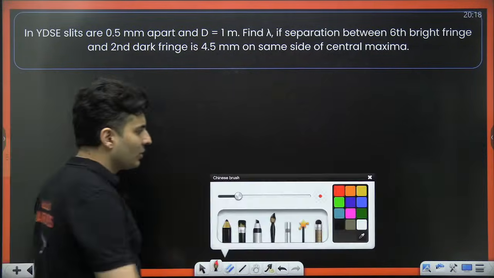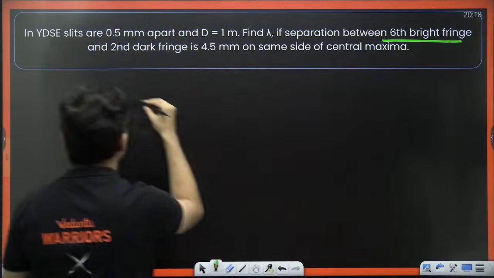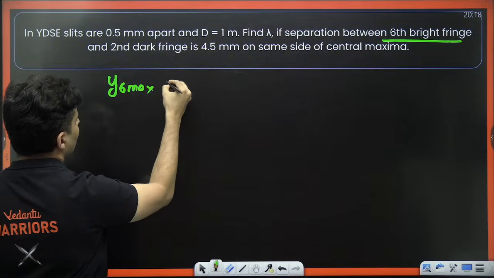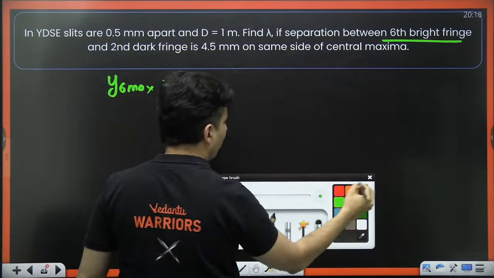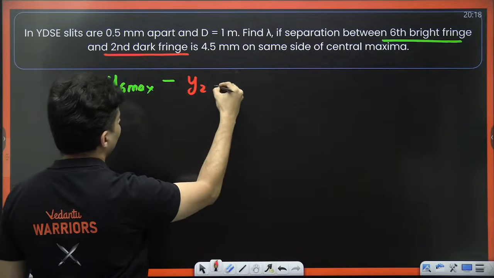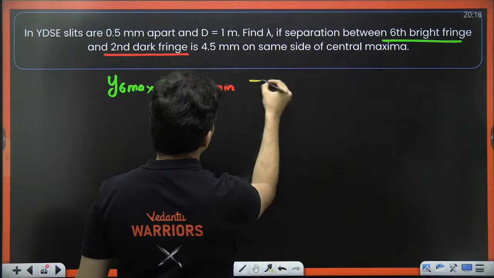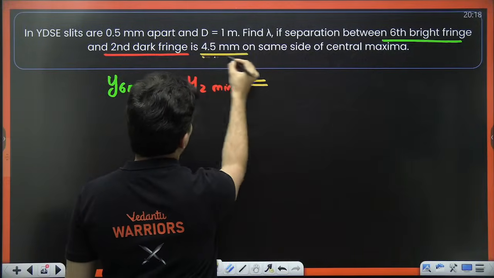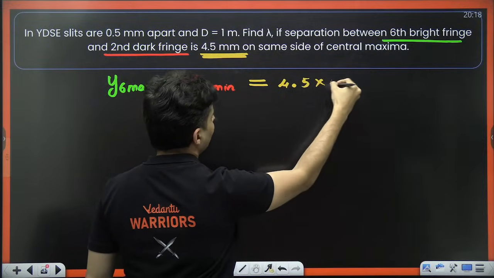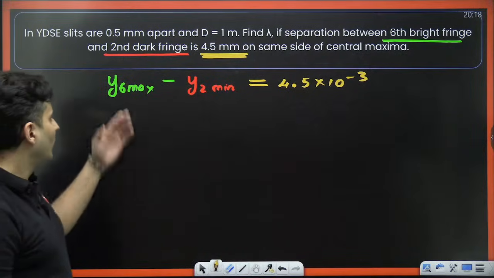So what is the question saying? The separation between the 6th bright fringe, Y6 maxima, minus the 2nd dark fringe, Y second minima, is equal to 4.5 into 10 to the power minus 3. This is what it says.